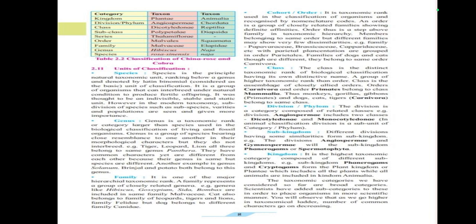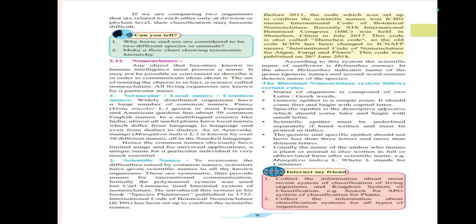Scientists have added subcategories to this in order to place organisms in a more scientific manner. You will observe that as we go higher up the taxonomical ladder, the number of common characters goes on decreasing. If we are comparing two organisms that are related to each other only at division and phylum level, their classification may become difficult.